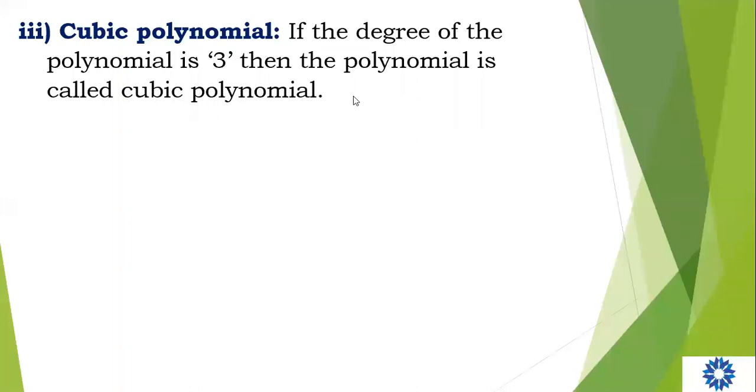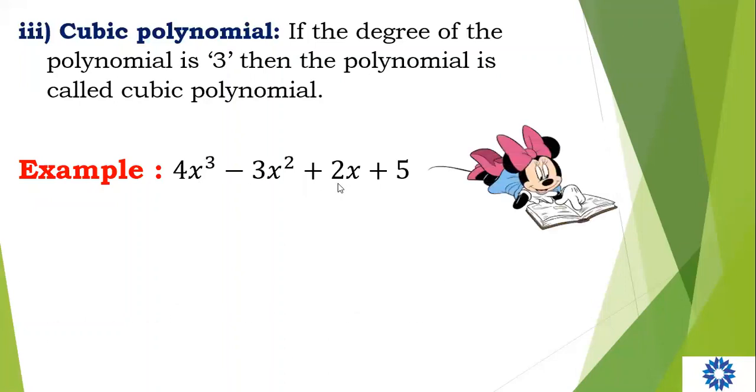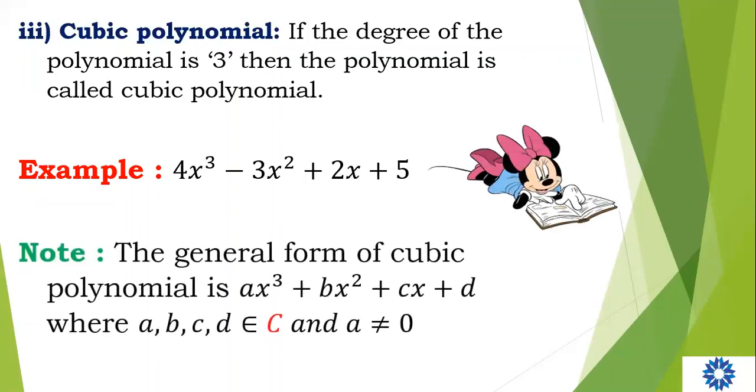Cubic polynomial. If the degree of the polynomial is 3, then the polynomial is called a cubic polynomial. So observe, the degree is 3. There are 4 terms, no problem. But degree is 3. That's why it's a cubic polynomial. General form: ax cube plus bx square plus cx plus d.